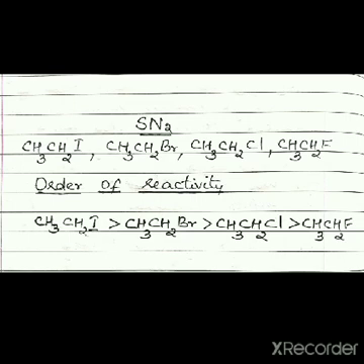Consider the compounds ethyl iodide, ethyl bromide, ethyl chloride and ethyl fluoride. Out of these compounds, which is most reactive towards SN2 and why? Ethyl iodide is the most reactive. It is because due to the large size of iodine atom, it is a better leaving group. So ethyl iodide is the most reactive. Or in general, we can say that alkyl iodides are the most reactive towards SN2 reaction, because due to the large size of iodine atom, it is a better leaving group.